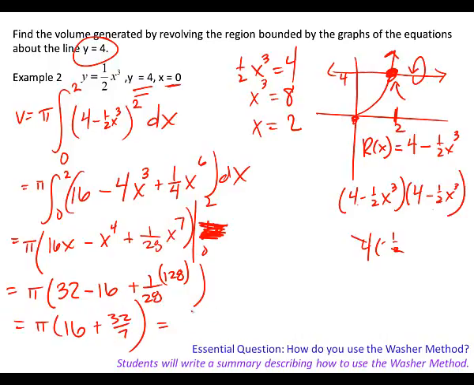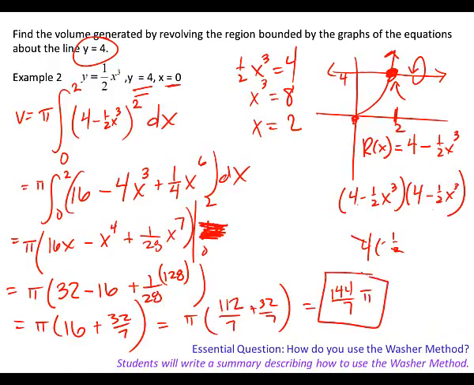What is 16 in sevenths? 7 times 16 is like 80 something. Just kidding, 112. Plus 32 sevenths, which is going to be 144 sevenths. You all okay with that work? You don't want a decimal point. You will not see these as decimal point answers with a pi tacked onto the end, never.